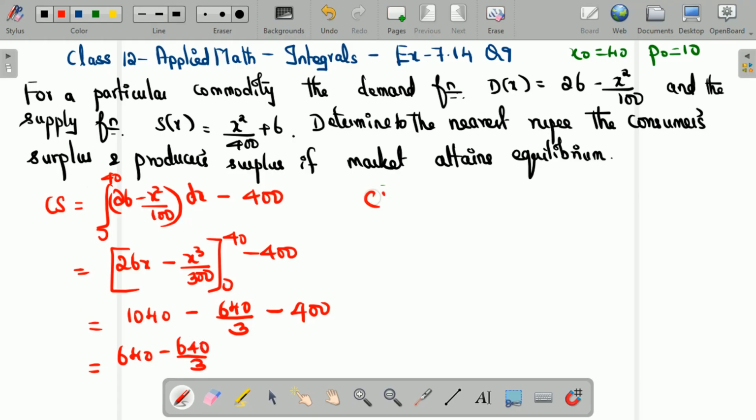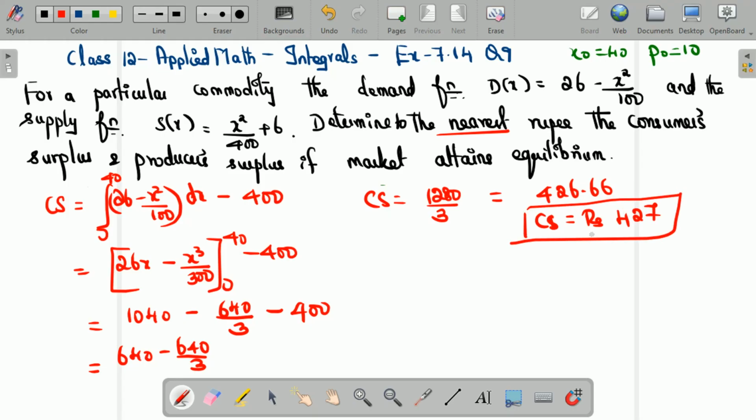So consumer surplus is going to be equal to, after taking LCM, it will be 1280 divided by 3, which is 426.66, and they told us to the nearest rupee. So CS is going to be equal to rupees 427. Okay, that is because they told us it is nearest to rupee.